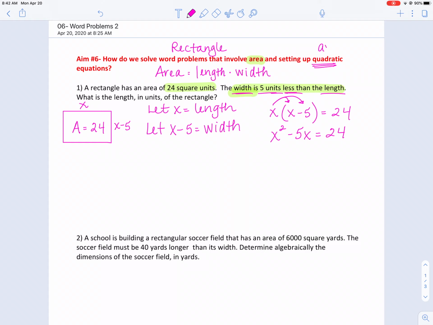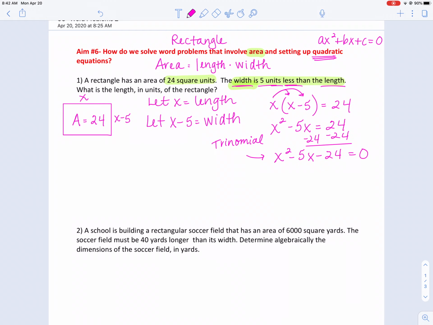Do we want our quadratic equation? Remember, ax squared plus bx plus c equals 0. Do we want it equal to 24? No. We're going to subtract that 24 to the other side. And we have x squared minus 5x minus 24 equals 0, which once again is a basic trinomial.